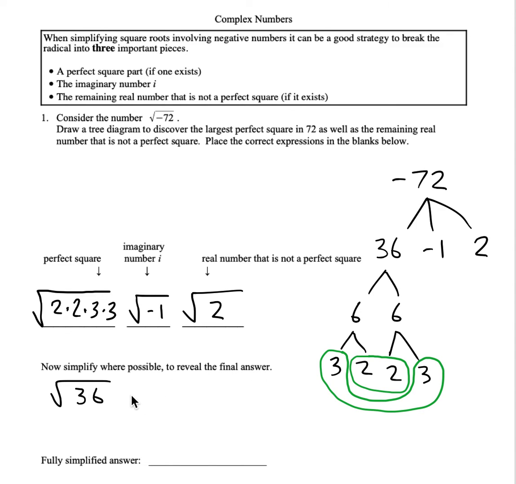Radical negative 1 can be i, and radical 2 can't be simplified. However, in our last step, we can do the square root of 36 to get to our final answer, which is 6i radical 2.